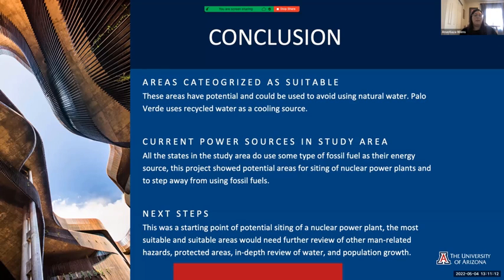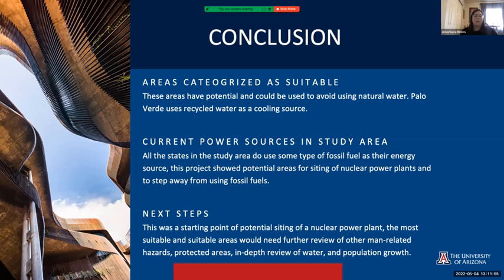Next steps: this was a really great starting point for finding potential areas for siting nuclear power plants. The most suitable and suitable areas would need further review of other man-made hazards, such as airports and military bases. Those all need to be avoided and have to be a certain distance away. Also protected areas. You don't want to place a nuclear power plant in a protected forest. Also a closer look at water for cooling purposes, since for any natural disasters that might occur, having enough water will help prevent further damage.